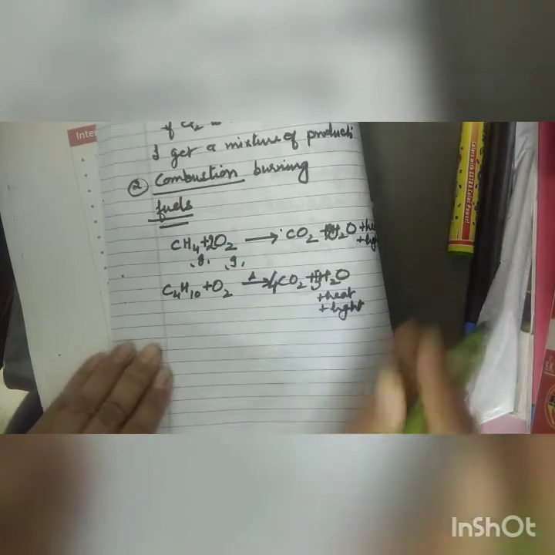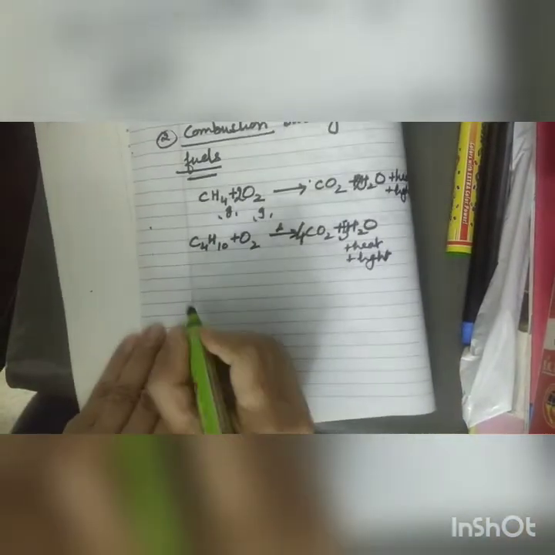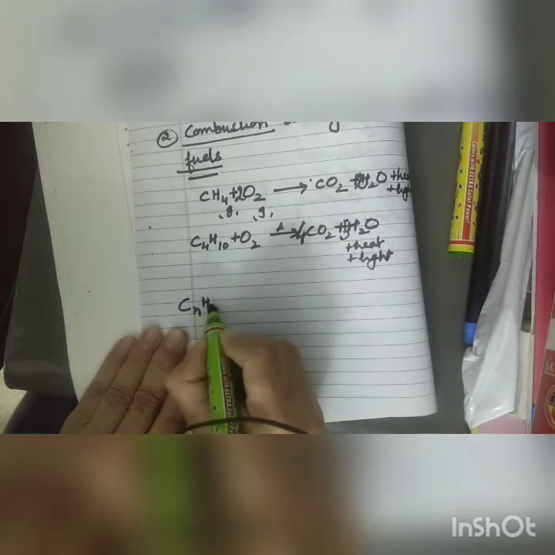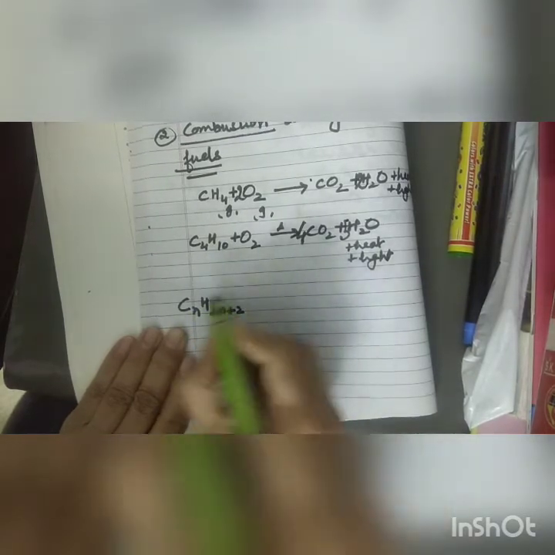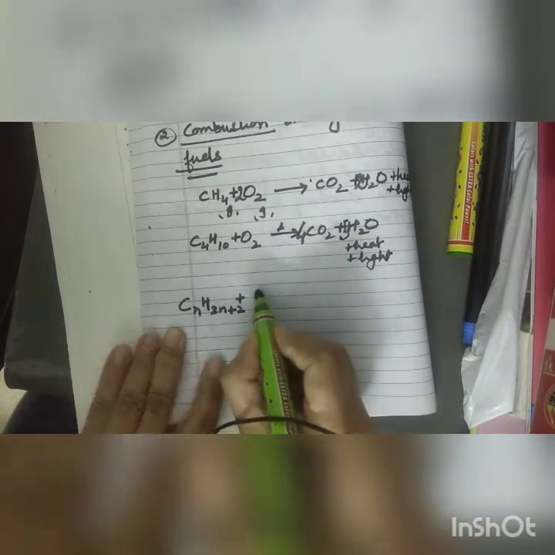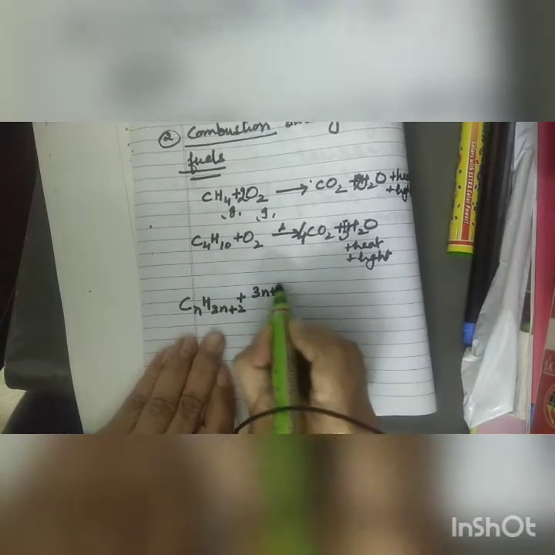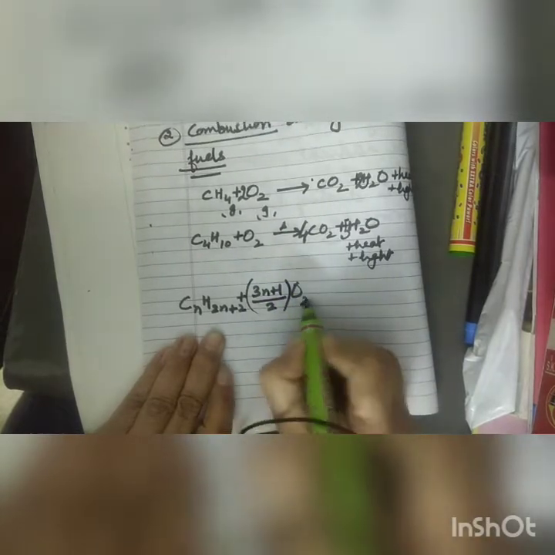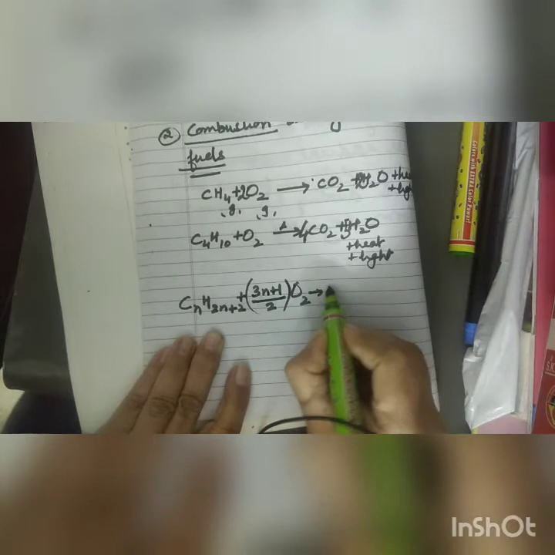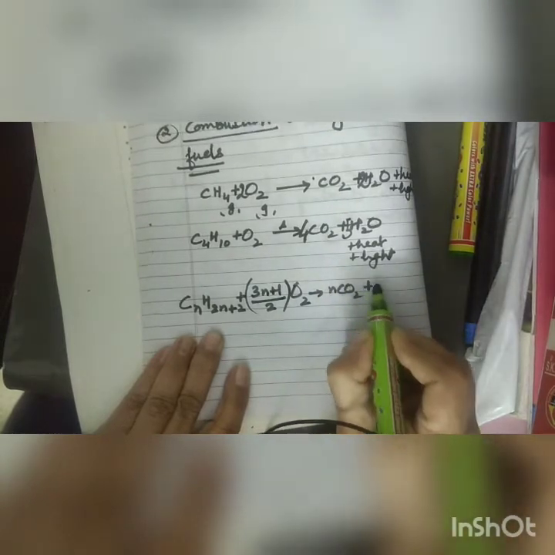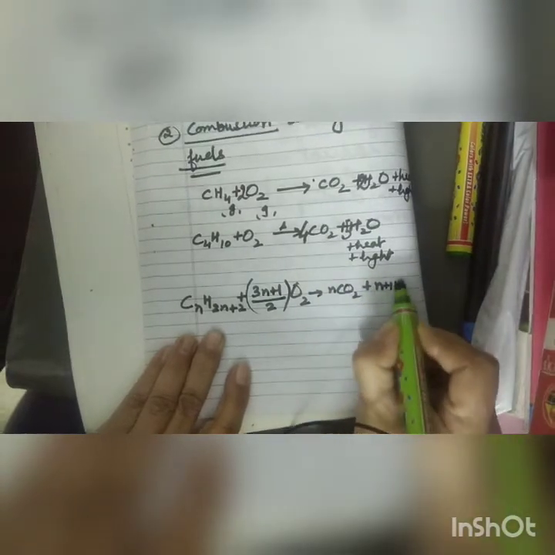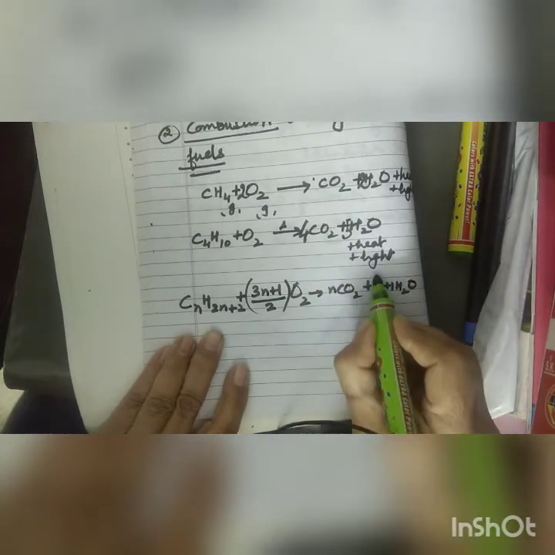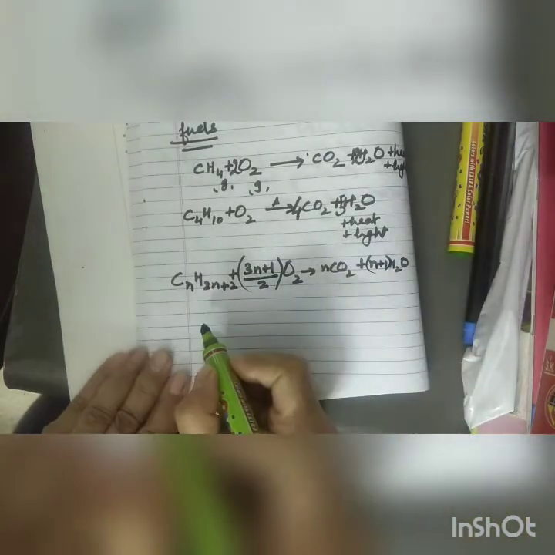So there is a general equation which has been given for combustion. Supposing CnH2n plus 2, this is an alkane. It is reacting with (3n plus 1) by 2 O2. Then I get nCO2 and (n plus 1) H2O. This is the general equation.